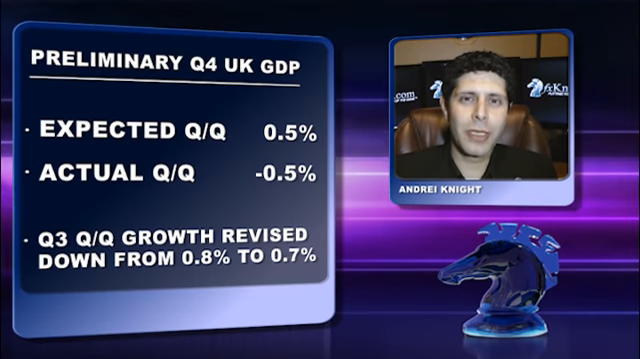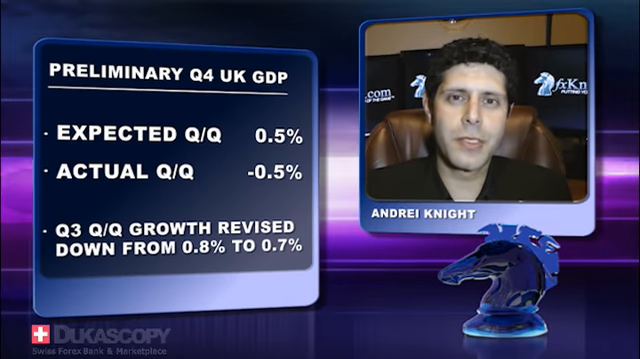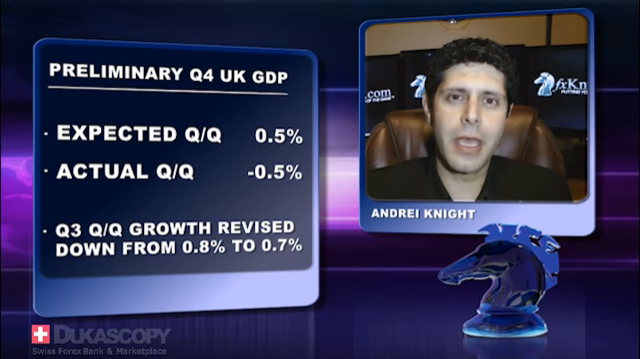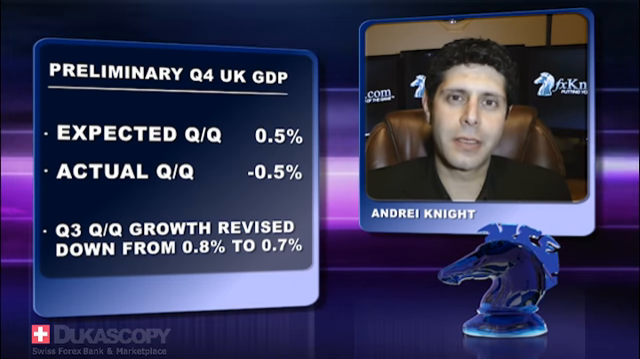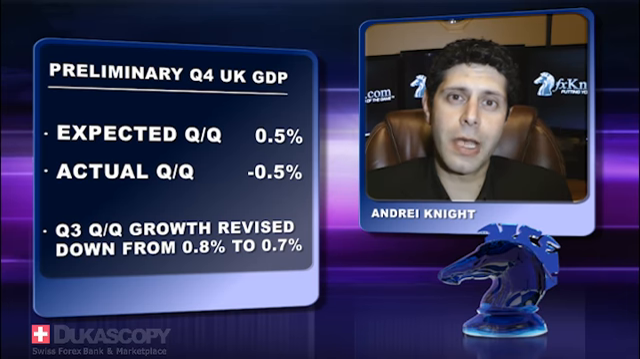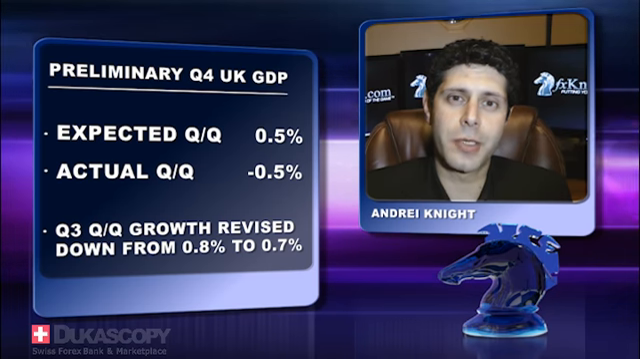Markets were taken by surprise with surprisingly weak GDP stats released from the UK during the European session, and Andre Knight from fxKnight.com joins me once again to take a technical look at what's been happening. Hi Peter. Well, today we got some rather disappointing news out of the UK. Their GDP came in at negative 0.5%, and also the prior quarter got revised down to 0.7%.